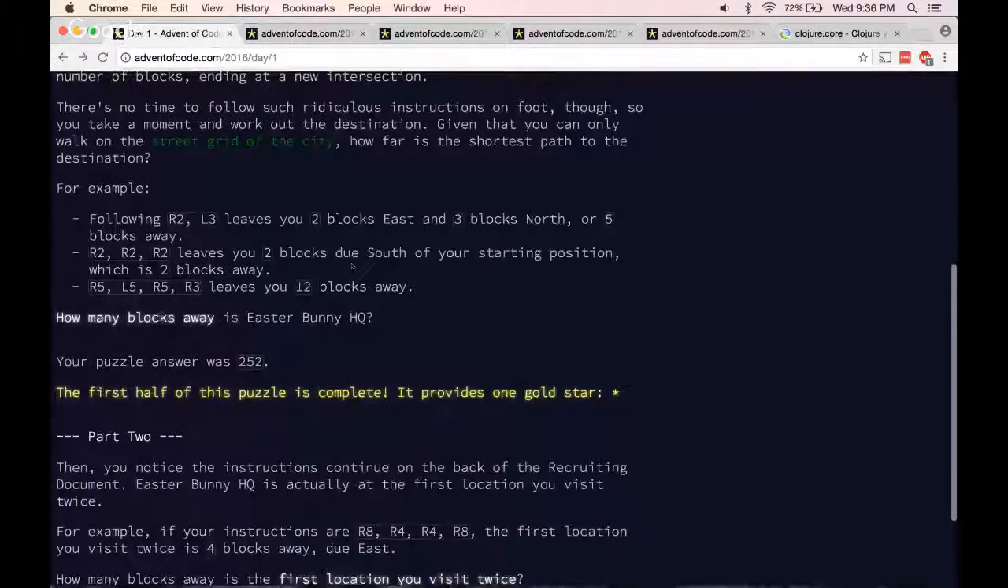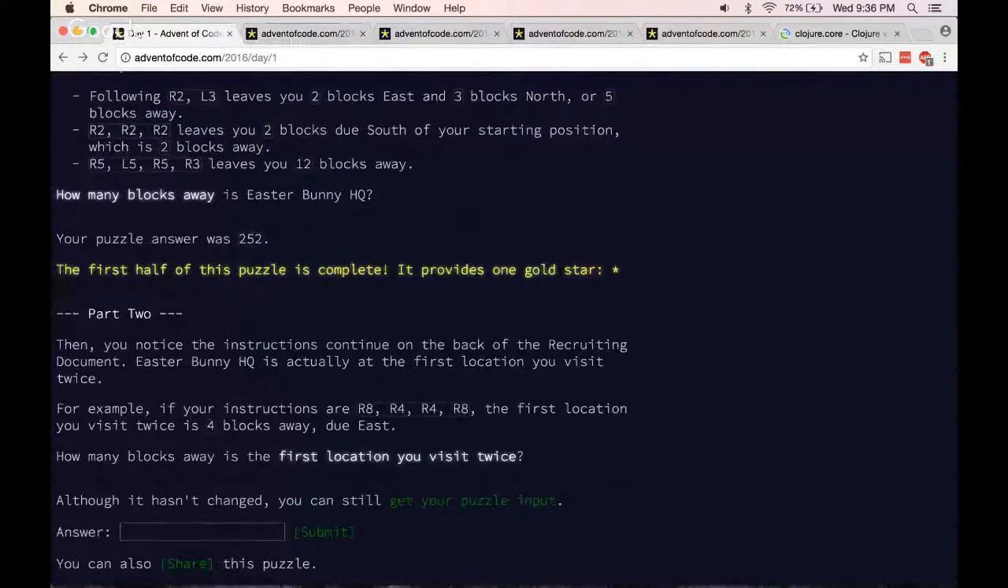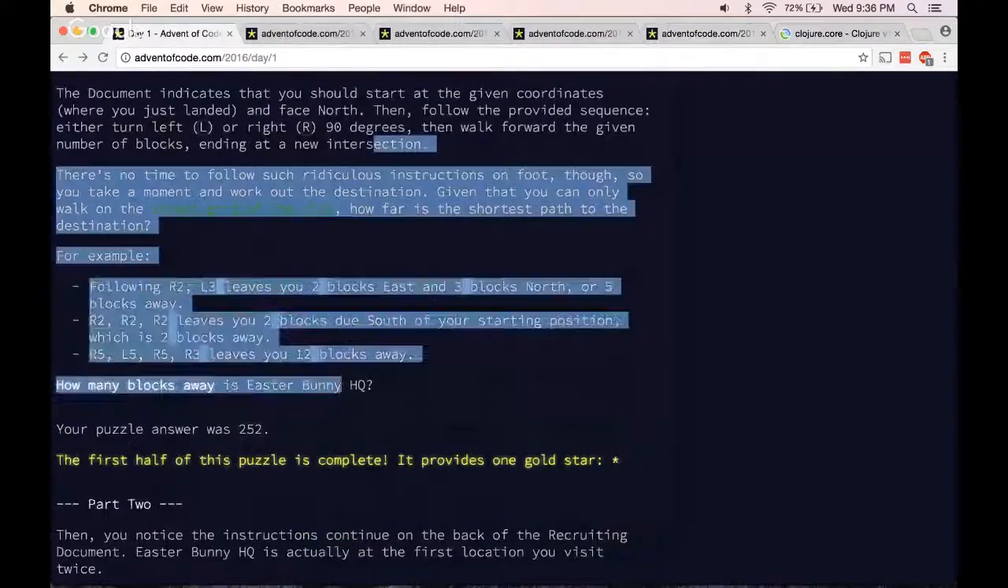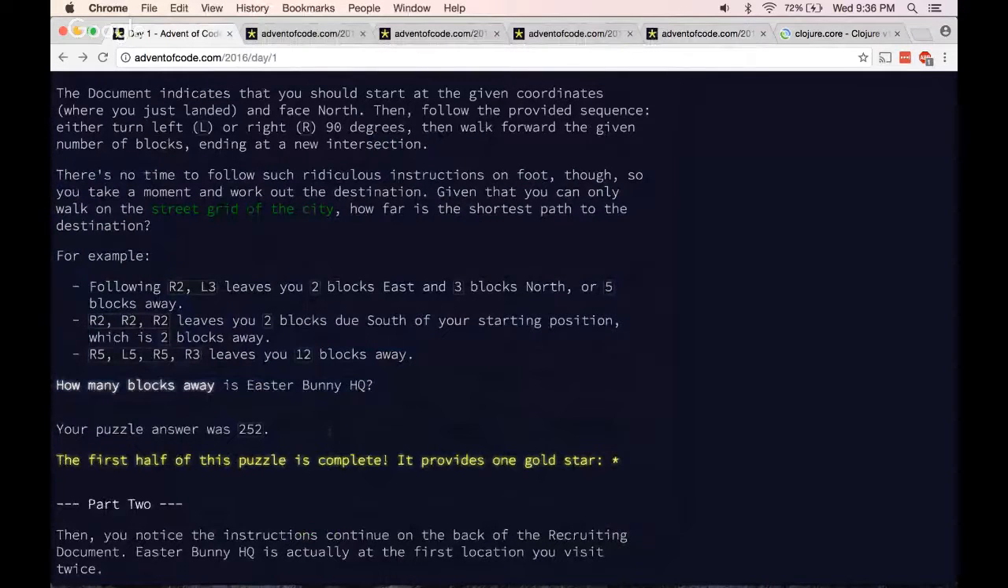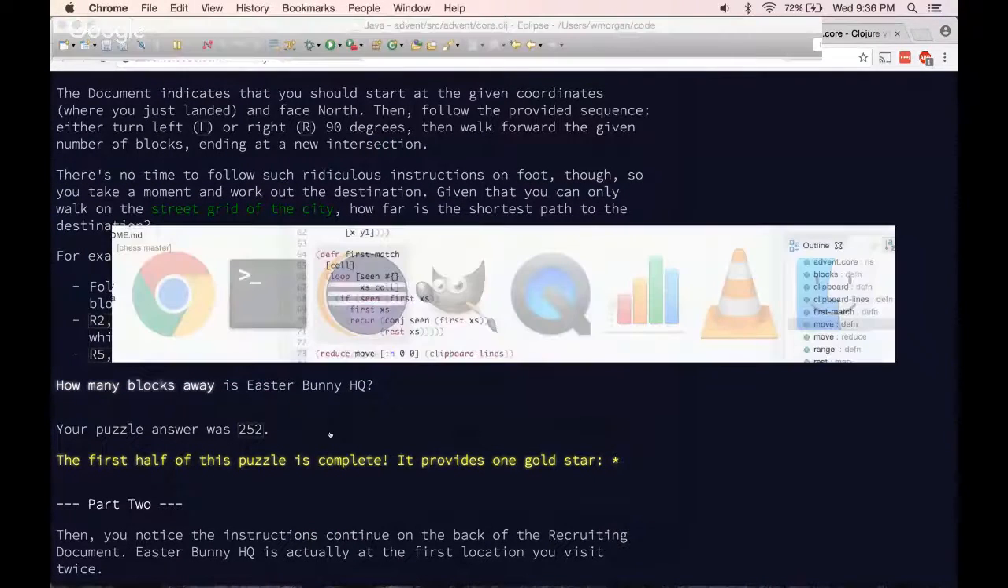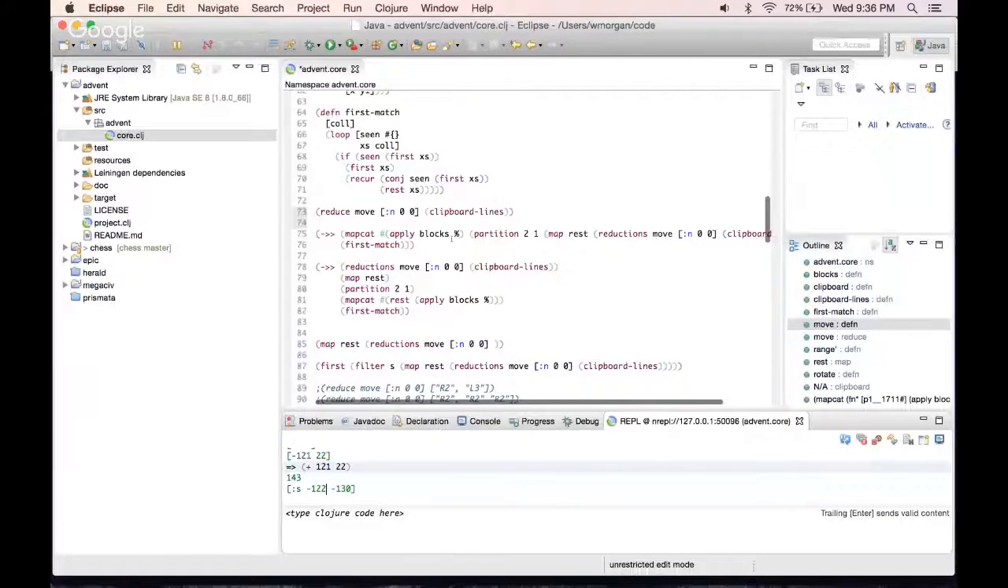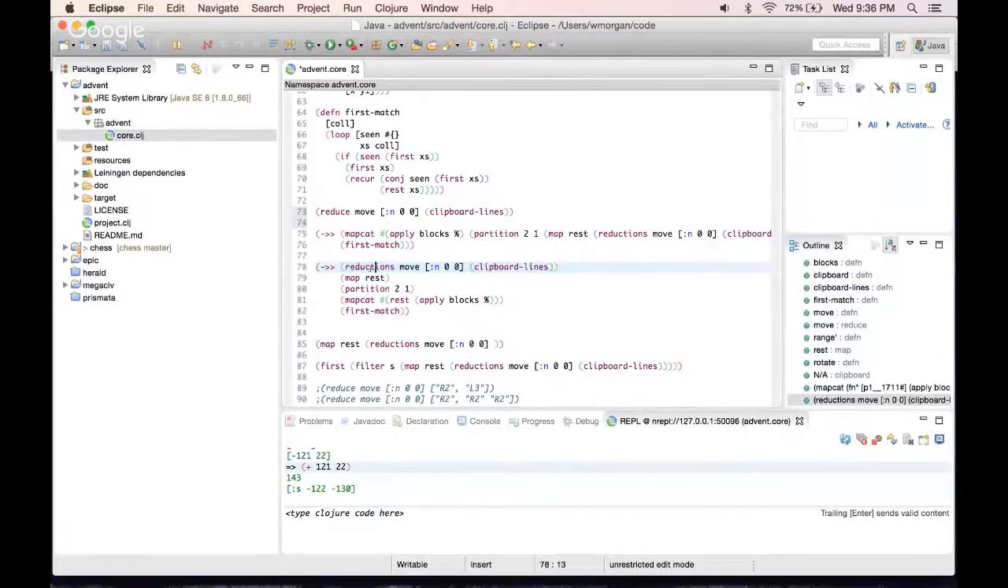For the second part of the problem, let's see. Right. So find the first block that you go to twice. So if the first part of the problem is solvable with reduce, then the second part of the problem is solved with reductions. What reductions does is, just like reduce, it takes a state transformation function and a starting state, and then a sequence of commands. But what reductions gives you, instead of a final answer, is every intermediate answer along the way.